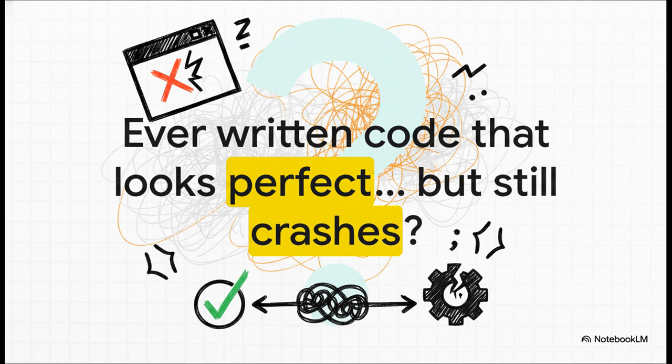You've got a few lines of code on the screen, it looks clean, it seems logical, it should work, and then, bam, an error message pops up out of nowhere. It's so frustrating, and we're about to dig into exactly why this happens so often in Python.